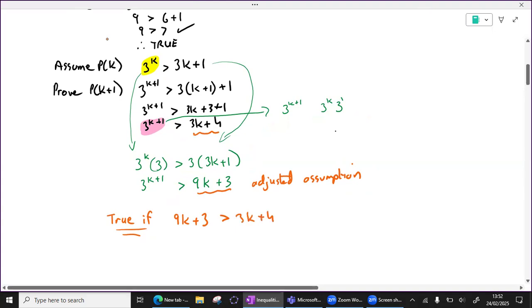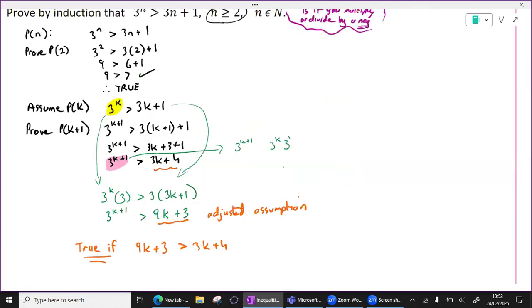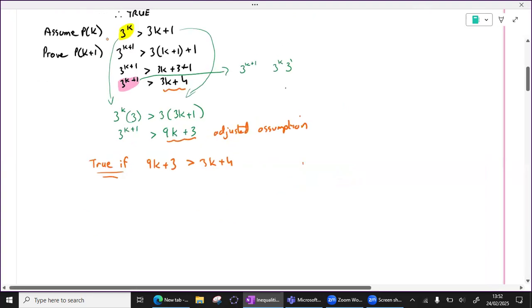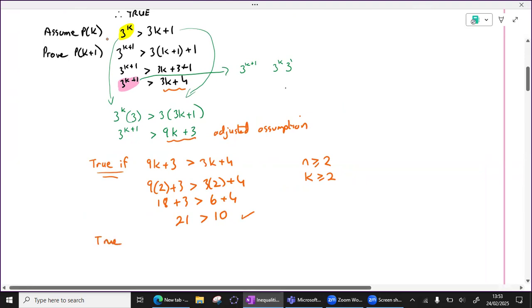Now, looking at this, do we know immediately that it's true? Well, we do really, because we know that n has to be bigger than or equal to 2, which means k, which replaced n, has to be bigger than or equal to 2. So let's say we do try 2. If I try 2 in here, I soon find out that 18 plus 3 is bigger than 6 plus 4. In other words, 21 is bigger than 10. That's obviously true. So it's true because k is bigger than or equal to 2.